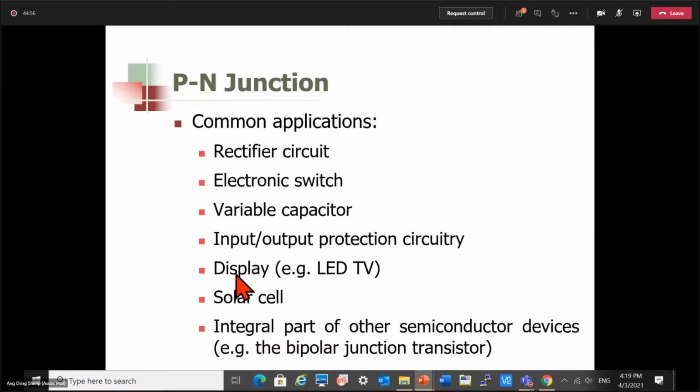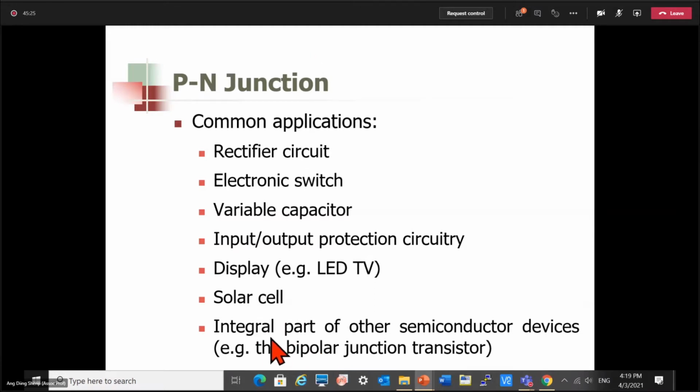And in fact, nowadays, they are used in TV, right? I'm sure you probably have an LED TV at home nowadays. On the screen of the TV, essentially, you have many small LEDs, millions of them. Solar cell, right? A PN junction diode can also function as a solar cell, converting sunlight into electricity. So it's interesting to know how that can happen.